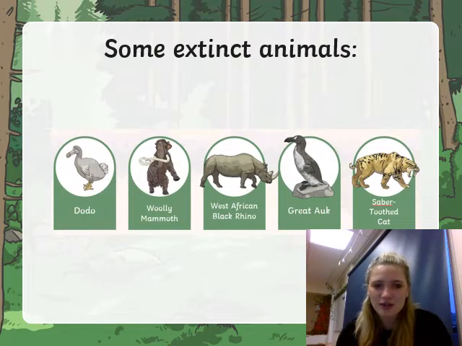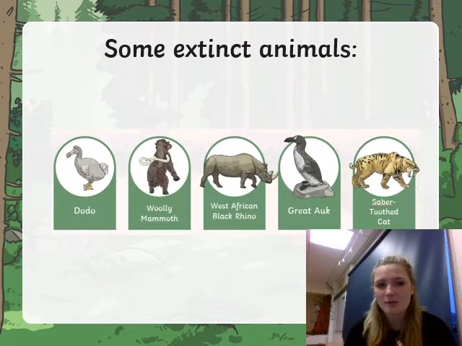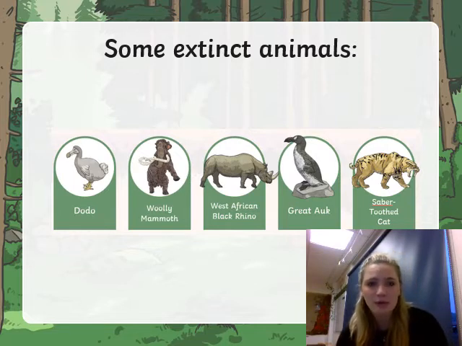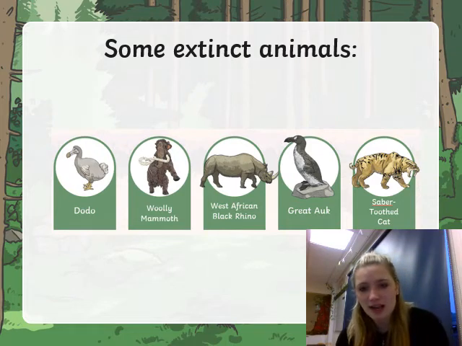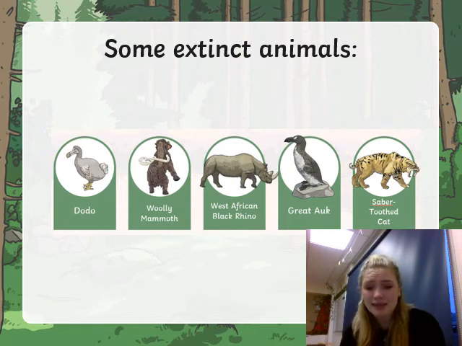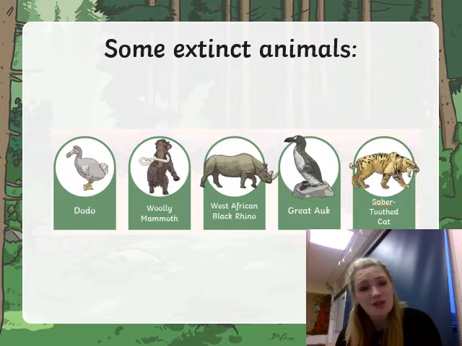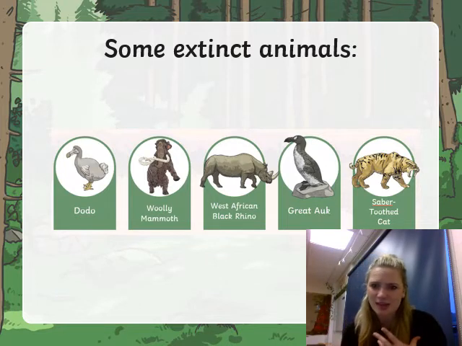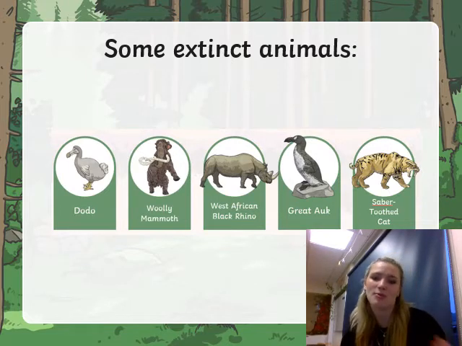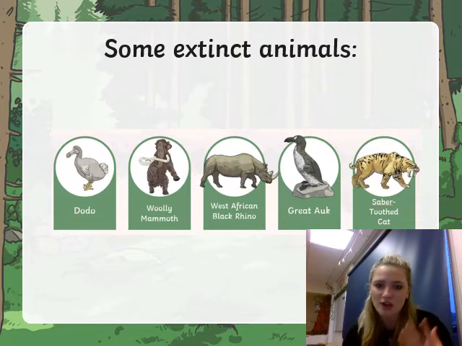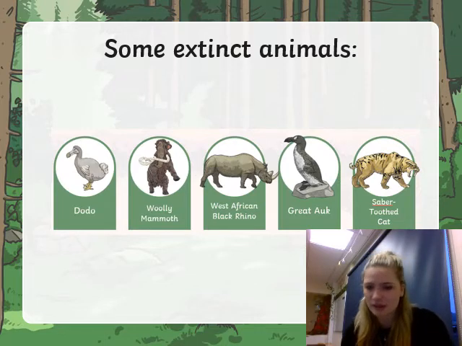Okay, here are just a few extinct animals that some of you might have heard of, some you might not. So there's the dodo, the woolly mammoth, the West African black rhino, the great auk, and the sabre-toothed cat. You might have heard of some if you've watched Ice Age. Obviously there's Manny the Mammoth on there, so you can see where we've used these types of extinct animals, but we're also using them today to still remember that those animals were alive, but a very, very long time ago.